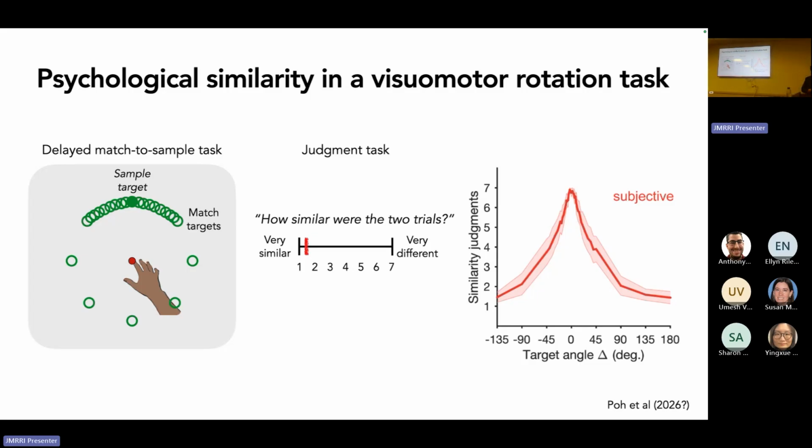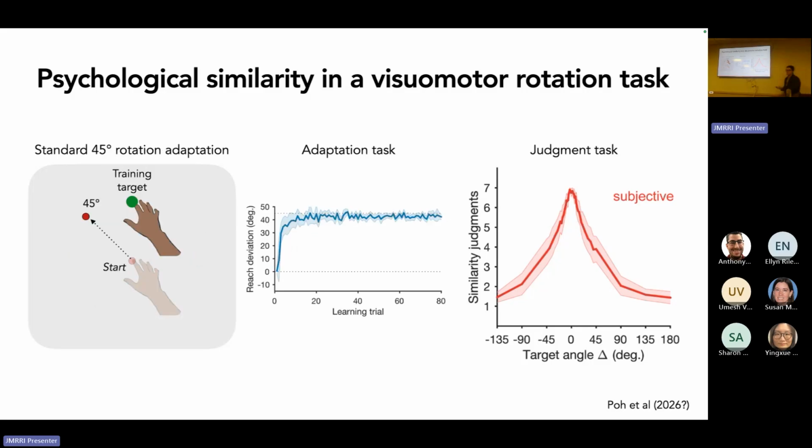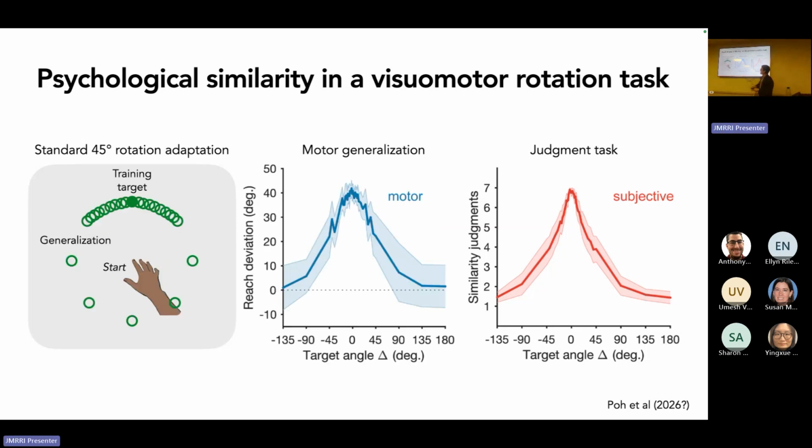Then we had them do an adaptation task. They got a 45-degree rotation, then they had to learn to counteract it. Here's a learning curve, and they learned really, really quickly. And then we asked them where they reach with no feedback at other locations in the workspace. And this is the function that comes out. It's that Gaussian function that John Krakauer showed in 2000. And the question is, how well does the subjective one predict the motor generalization? You can just move this over, and it looks pretty good.